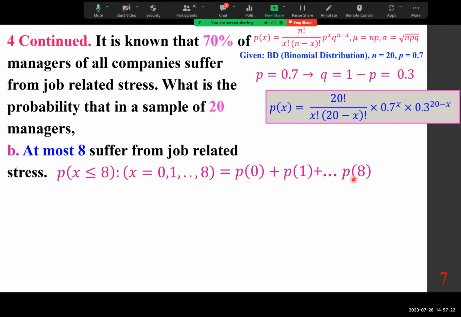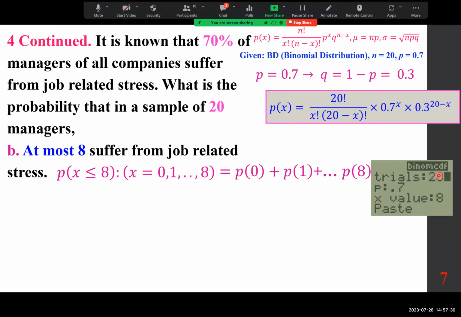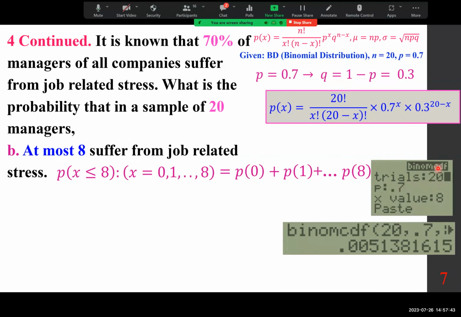Nobody expects you to do this by hand, obviously, because it's very tedious. So use a calculator. We have number 20 here, we have number 0.7 here, and we have 8. And over here is binomial CDF, cumulative distribution. Cumulative, that's what C stands for. And that's the number. We are going to put this as the answer. After 8 comes 1, and I'm going to stop at 1. Because it's 6 here, I change the 1 to 2.